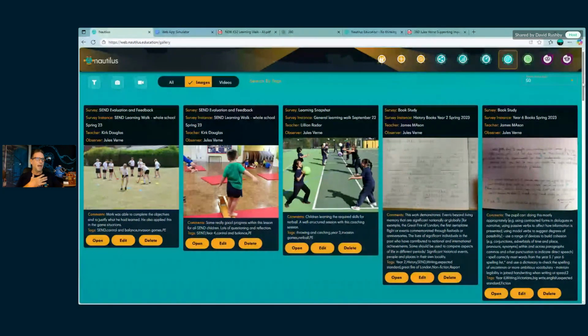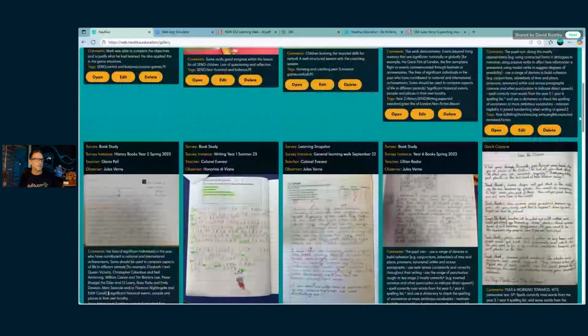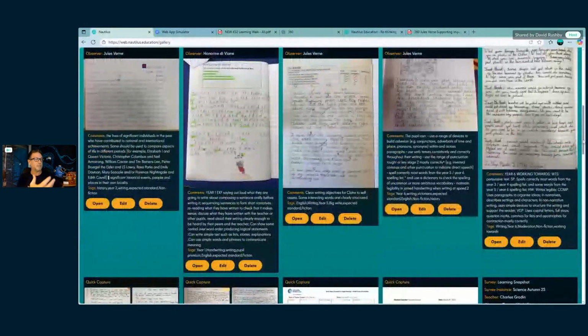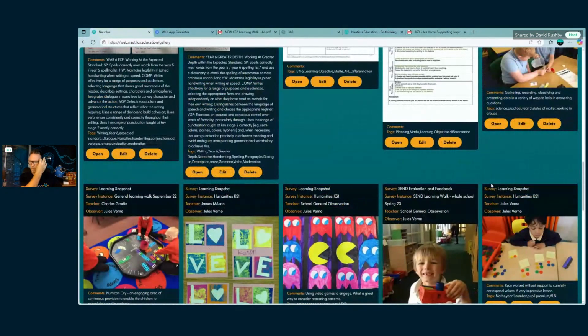So in here, I can come in as a head teacher and I can see this array of different work that's been selected by my staff. They've taken pictures, and the subject leaders. We've got planning samples, we've got working books that have been taken during book studies and moderation. We've got the practical learning that's taking place, which is really great. I think that's a lovely opportunity.